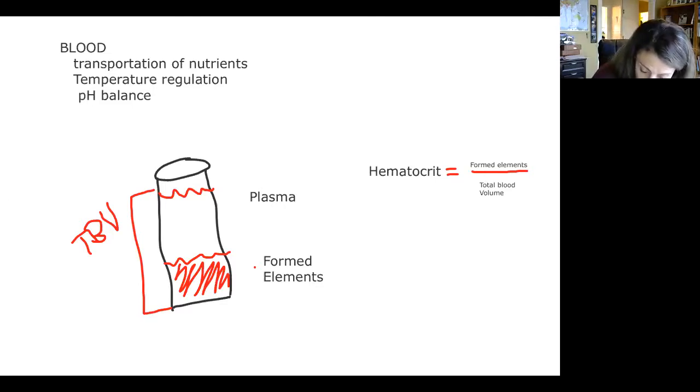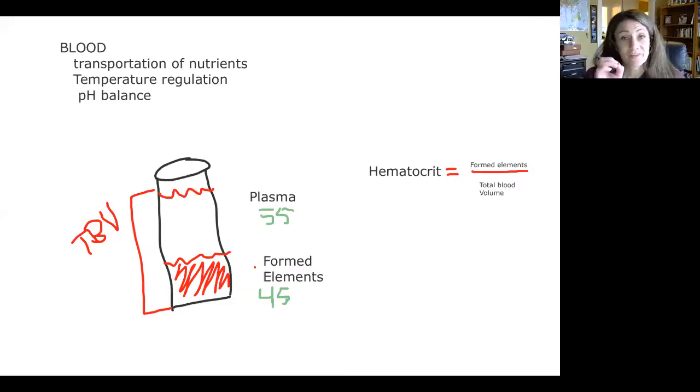So normal hematocrit is 45. Somebody have a question? So normal hematocrit is 45, which we know means that 45% of your blood is formed elements, which means that 55% of your blood is plasma. But we wouldn't say hematocrit is 45%. We just say hematocrit is 45. Okay, but we know that it's an expression of percent of formed elements. Okay, we okay with that terminology?